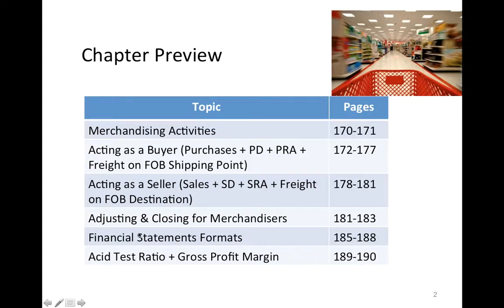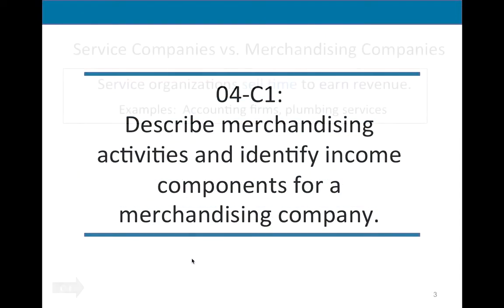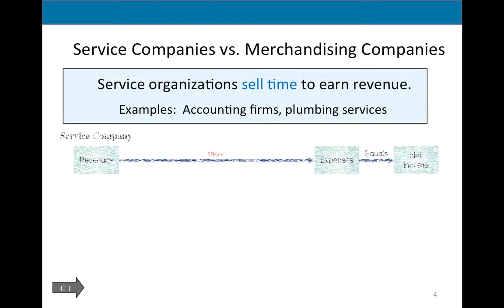I'm not going to talk much about financial statement formats. I already showed you how the income statement is supposed to look for a merchandiser. And then there are 2 ratios in this chapter. Okay. So, we already talked about it.